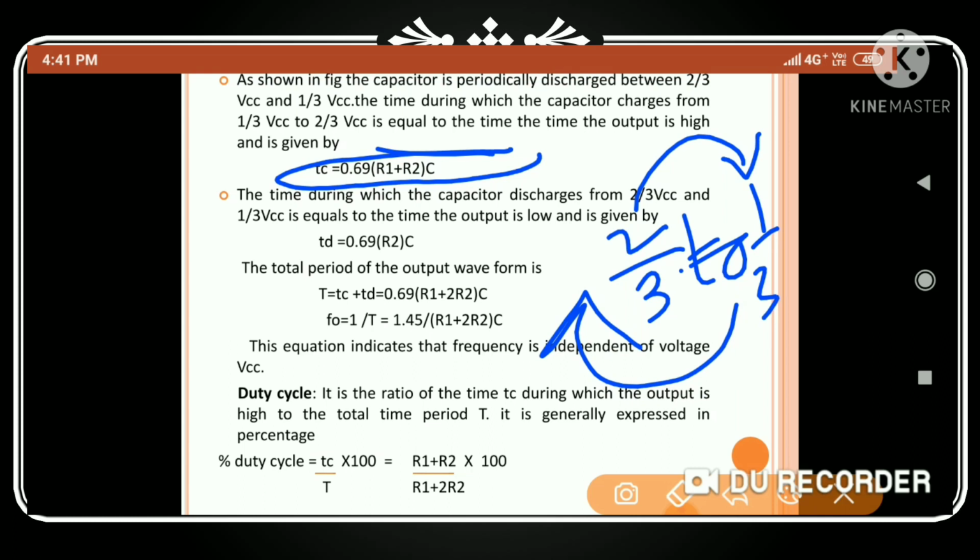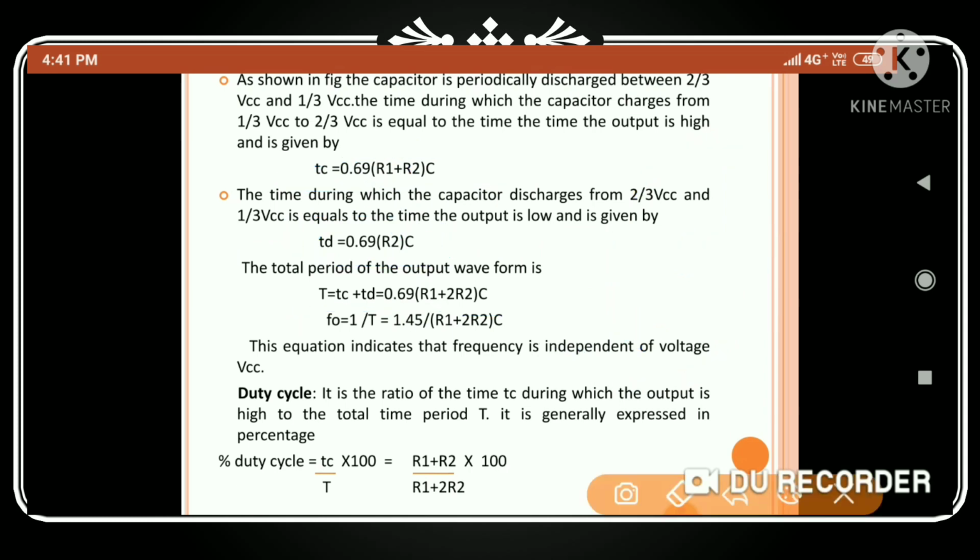Next, the time during which the capacitor discharges from 2 by 3 VCC to 1 by 3 VCC is equal to the time the output is low. Only R2 is involved here for discharging. For 2 by 3 to 1 by 3 we have to leave out R1. So TD is equal to 0.69 R2 C. Next, the total time period is TC plus TD. You will get 0.69 (R1 plus 2 R2) into C, because R2 appears 2 times.